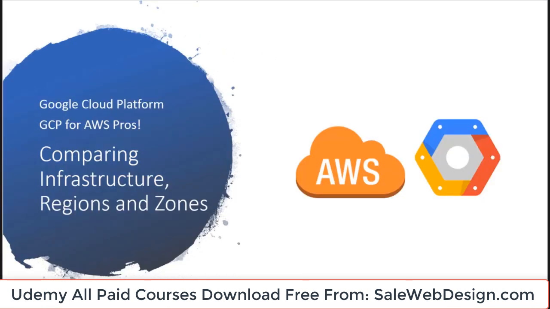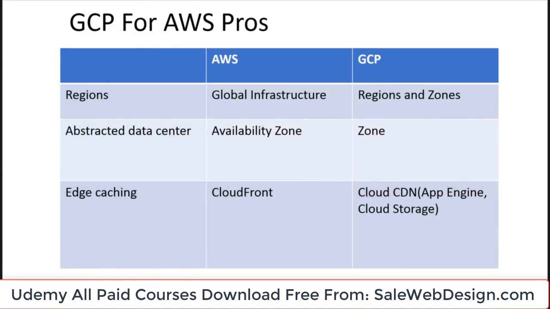In this module, let's compare infrastructure and talk about regions and zones. When it comes to regions and zones, they're pretty much what you would expect. But before we get started, I want to talk about some terminology that is generally comparable, but also different at the same time. Then I'll talk about what the main differences are between AWS and GCP and how they implement their services.